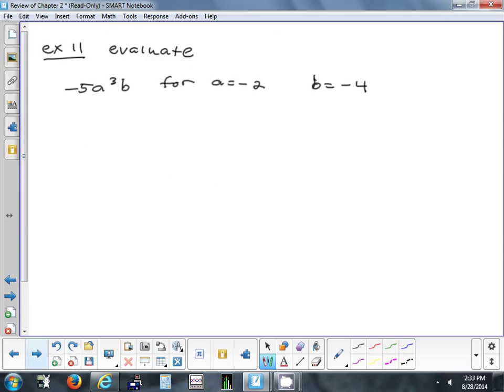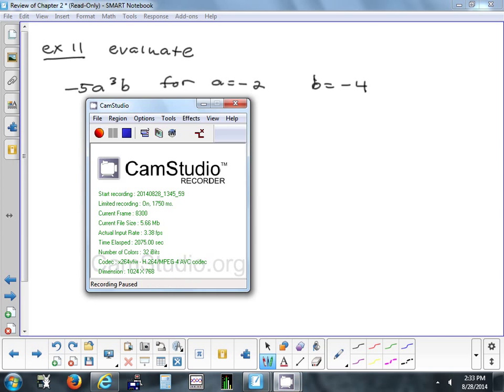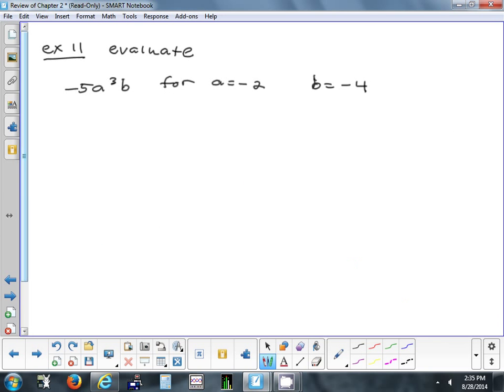Okay, the last one you guys are going to do is evaluate negative 5a cubed times b for those two values. Okay, finish up with that one. What's the first thing you have to do when you're going to evaluate? Figure out what it is. Plug in. What are we plugging in for A? Negative 2. What are we plugging in for B? Negative 4. Okay, when we do PEMDAS, what's the first thing we have to do here? Parentheses, and then we have that exponent.